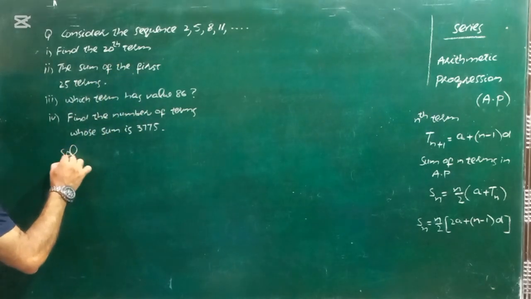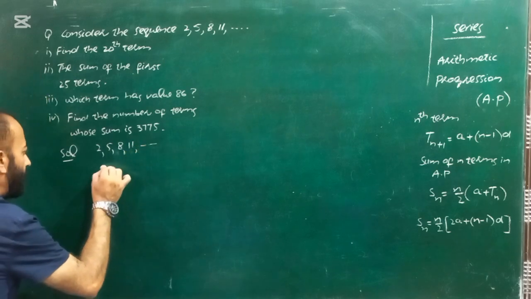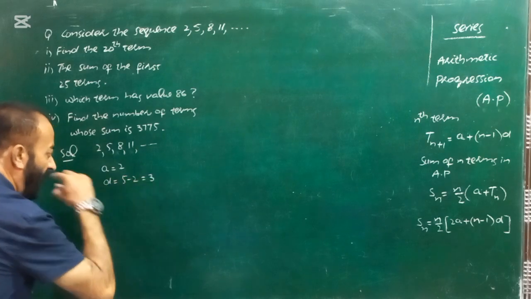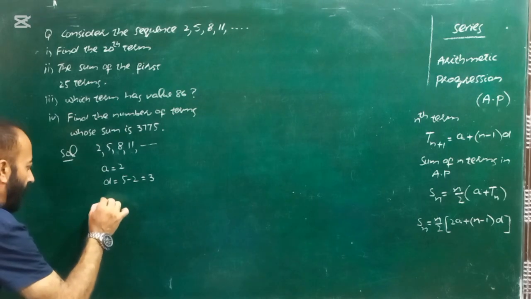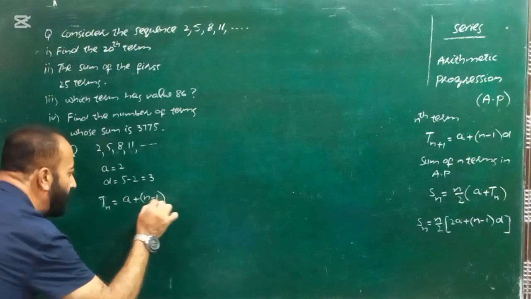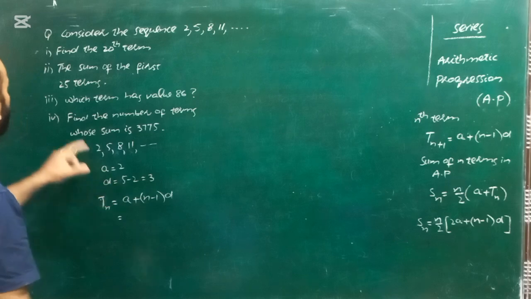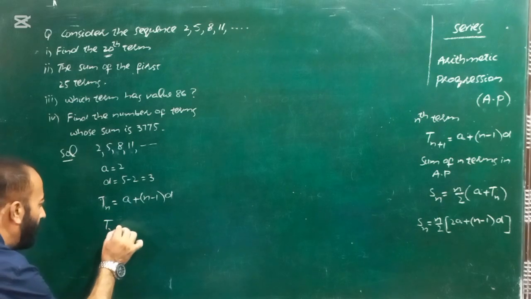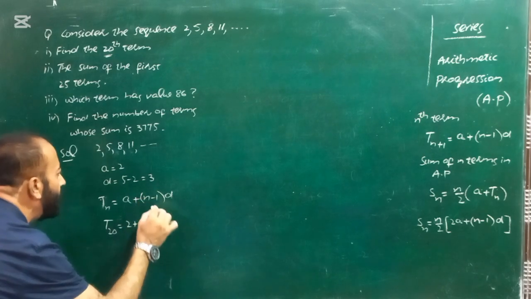So look now. The sequence is 2, 5, 8, 11. From here you can see a is 2. The difference is 5 minus 2, that is 3. And the requirement is to find the 20th term. So Tn will be equal to a plus (n minus 1) into d. This is the formula, and now putting values into the formula. a is 2, d is 3, and the requirement is to find the 20th term, so n is 20. So look now, T20 will be equal to a, that is 2, plus (n is 20 minus 1) into d is 3.